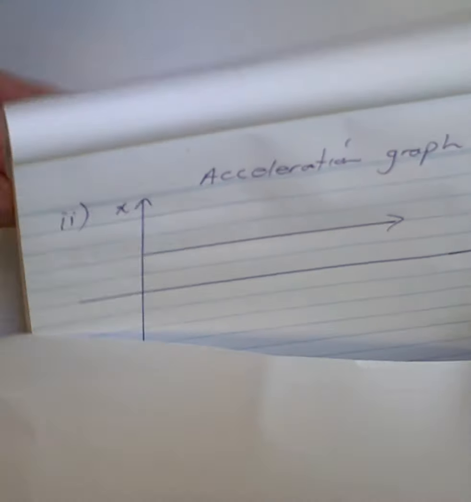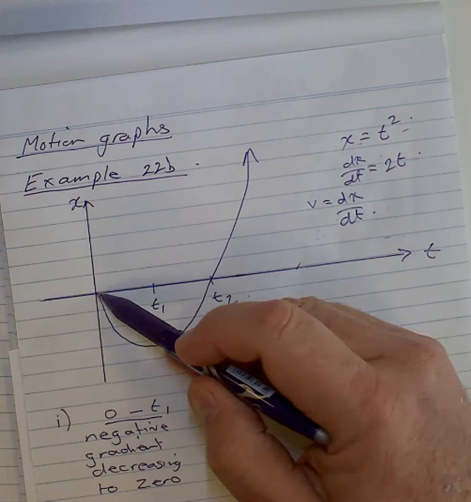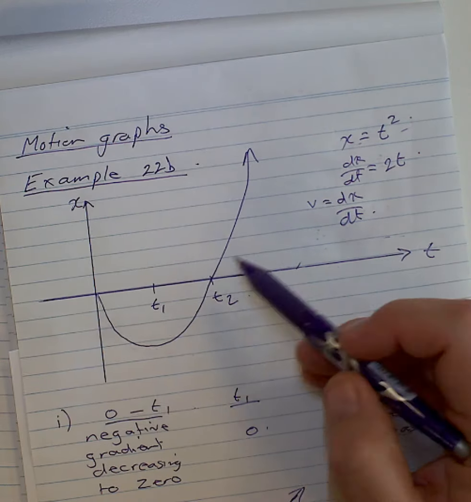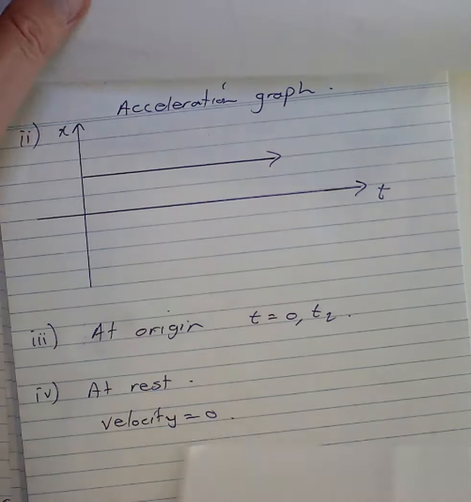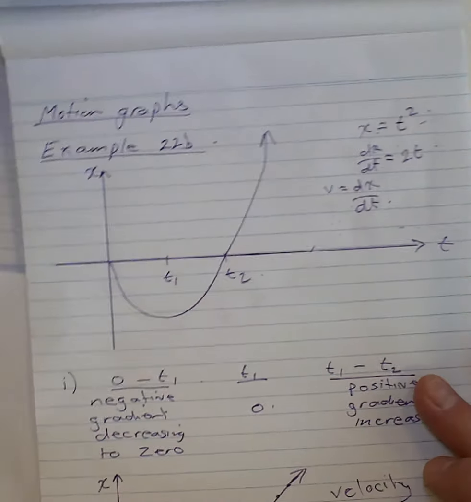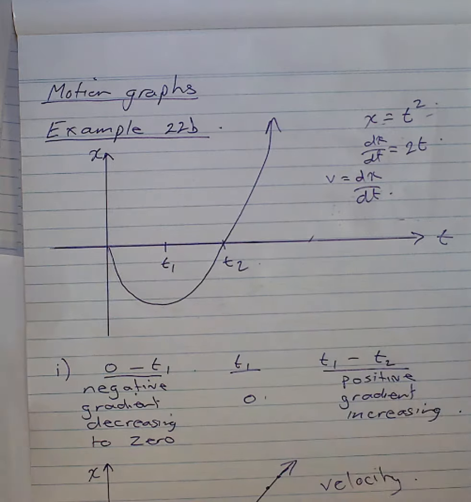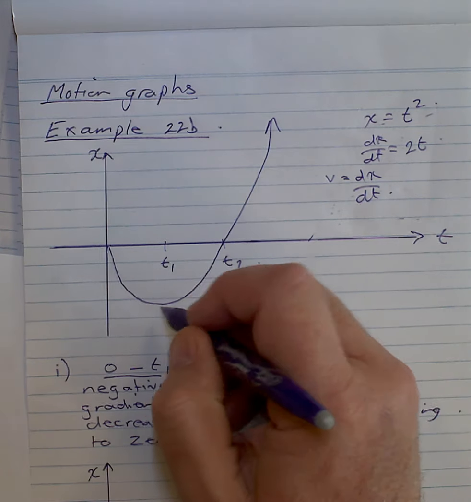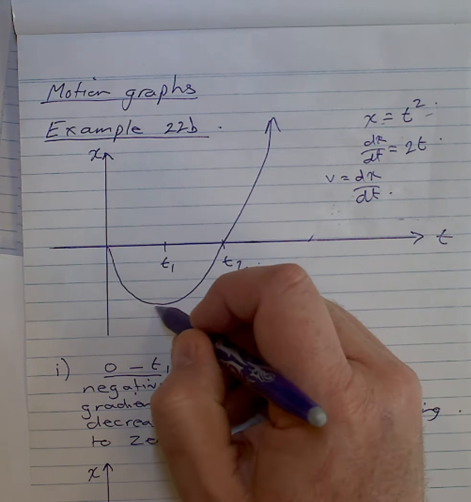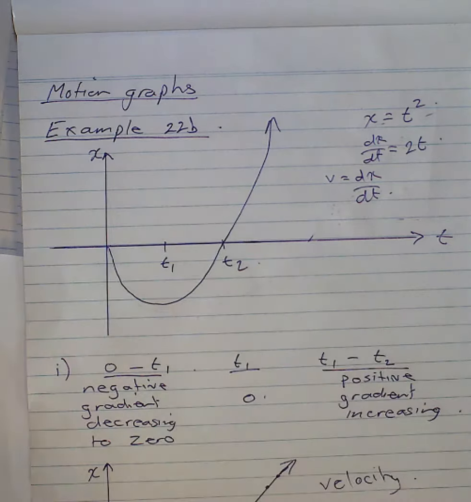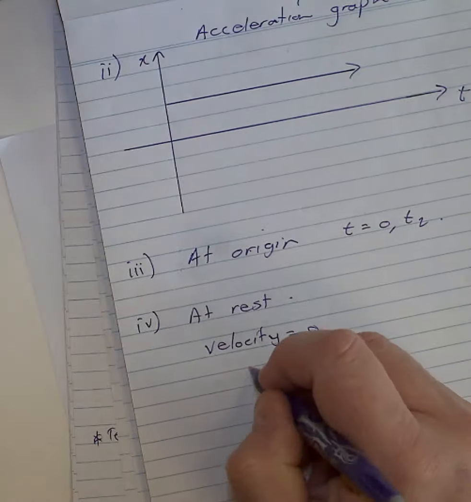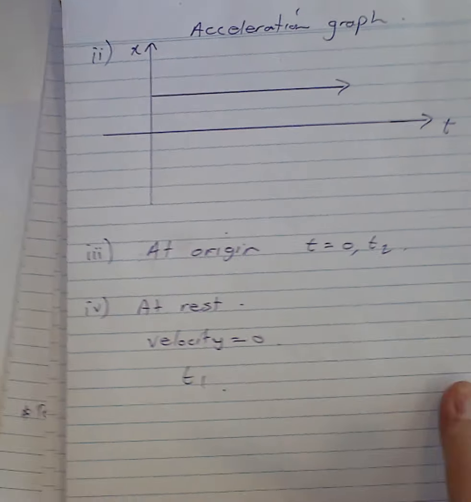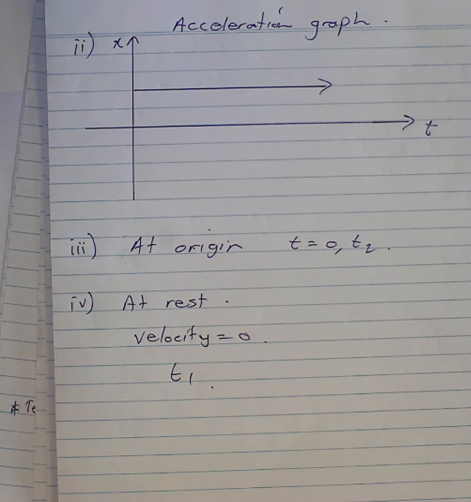Part 3, when was the particle at the origin? That was just when t equals 0. It's at the origin here, your x value, and it was also at the origin at t2. Part 4, when was it at rest? That is when the velocity is equal to 0, when something is at rest. And the only time we've got a first derivative equal to 0, which is the velocity equal to 0, is at the point t1. So I hope that helps, and you can ask me further questions if you need to.